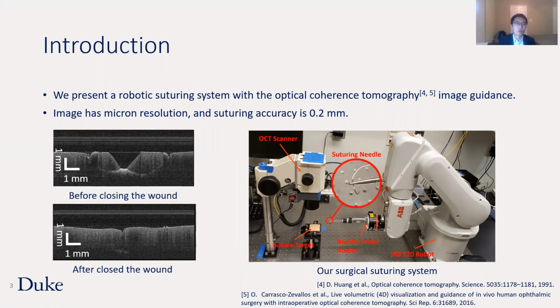We present a robotic suturing system with the guidance of optical coherence tomography, OCT. OCT is a laser-based imaging technology. It can generate a cross-sectional view of biological tissue. We call this a B-scan. With several B-scans, we can generate a 3D OCT volume of the biological tissue. OCT has micro-resolution. With OCT, our suturing accuracy is 0.2 millimeter. In the right image, this is our surgical suturing system setting.